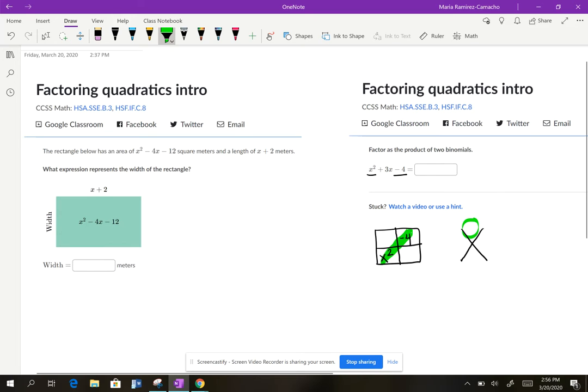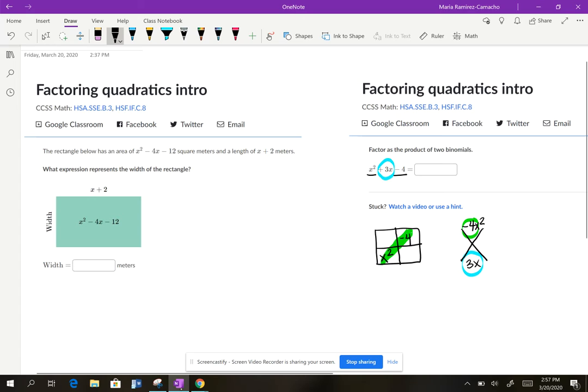So x squared times -4 is -4x squared. And then what goes on the bottom of the diamond, that's going to be the term that they gave us in the original expression. So positive 3x. Two terms that add to 3x and multiply to -4x squared.